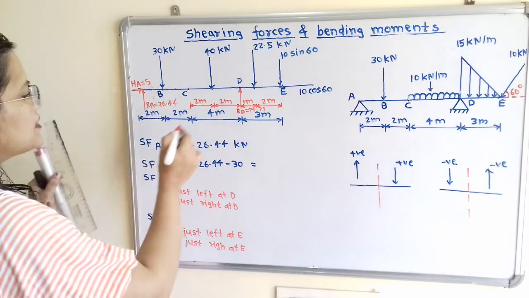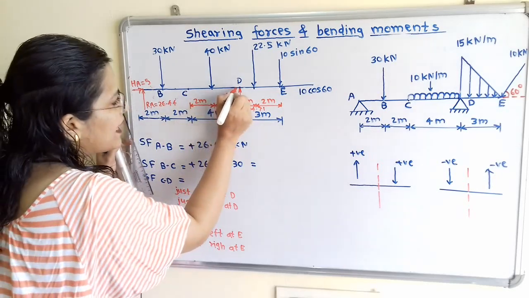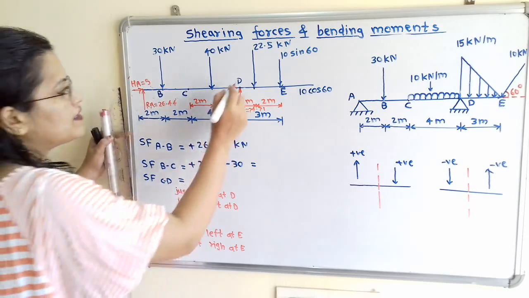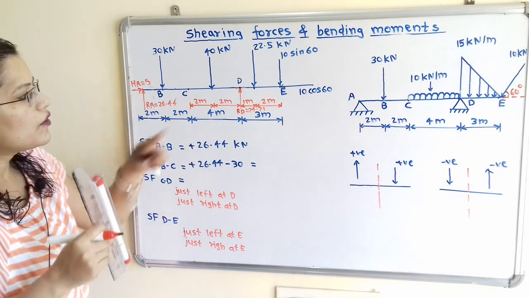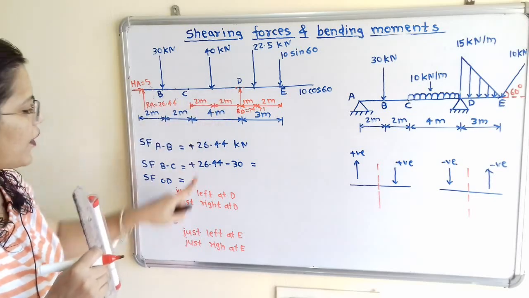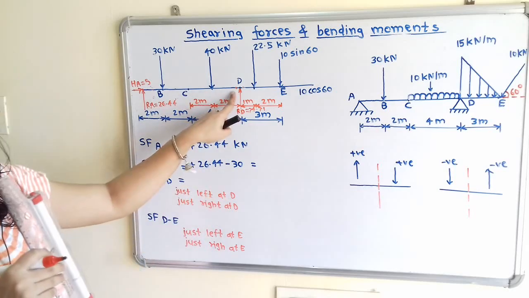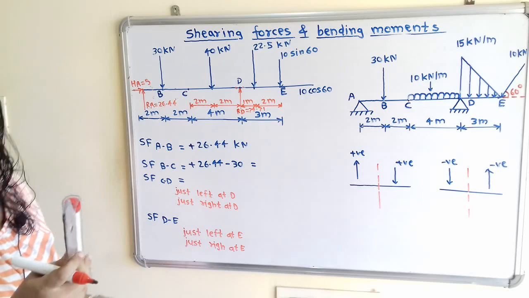Now we will consider the 2 points. One point is just at the left side of this point D, and the second point is just at the right side of the point D. So we have to calculate the shear force just left at point D and the second shear force just at the right side of the point D.